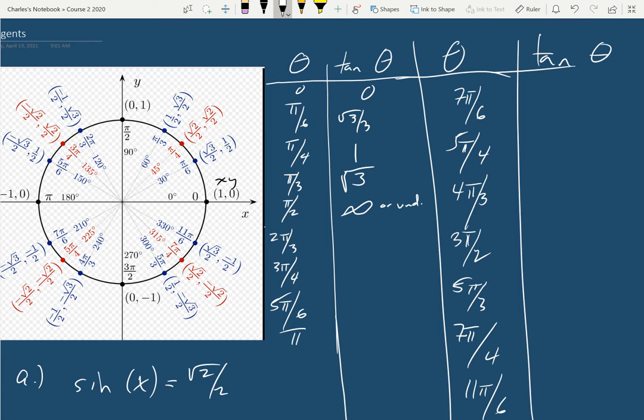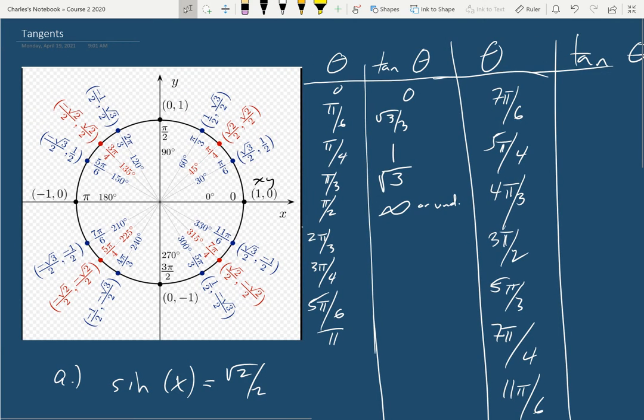So one thing to notice about tangent, as opposed to sine and cosine, which never get above 1, never get below -1: tangent is not like that. It goes all the way up to infinity, and so far, the lowest it's gone is 0. Let's see what happens when we get into the other quadrant.